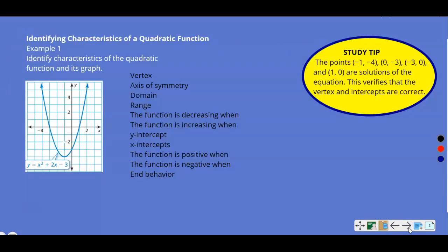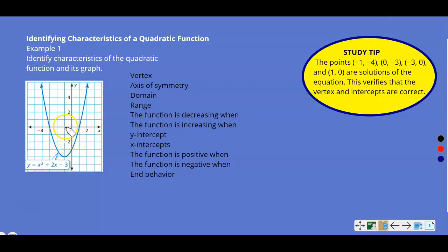Example 1, identifying characteristics of a quadratic function. All right, so I went ahead and wrote a list of things out here. These are all things that we can find by simply looking at the graph of a quadratic function. All right, so the first thing is the vertex. Remember, the vertex is the turning point. So this point right here will be the vertex.